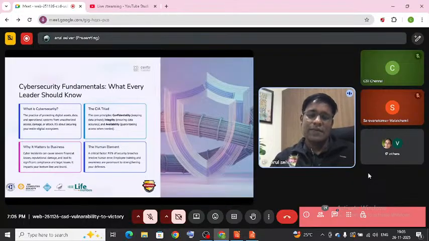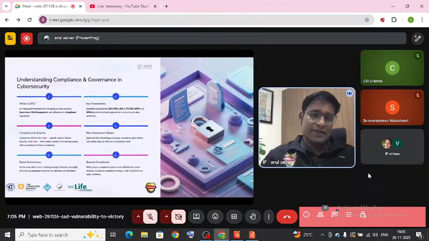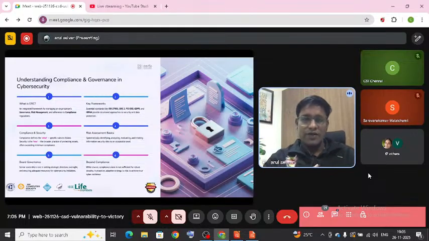95% of cyber attacks come because of the human layer, so we need to address that cybersecurity layer as well. These are small fundamentals I want to highlight. Apart from that, in the industry-specific area, what we are doing from the compliance and governance perspective.